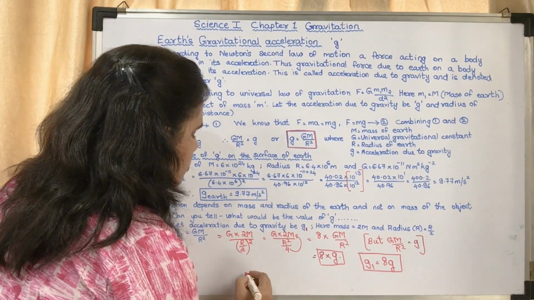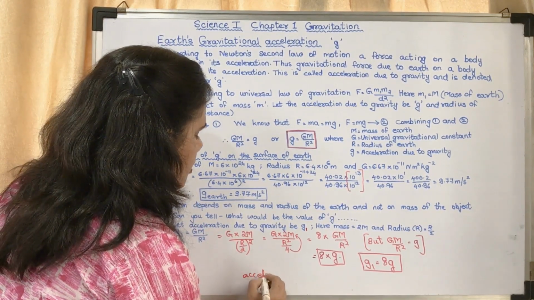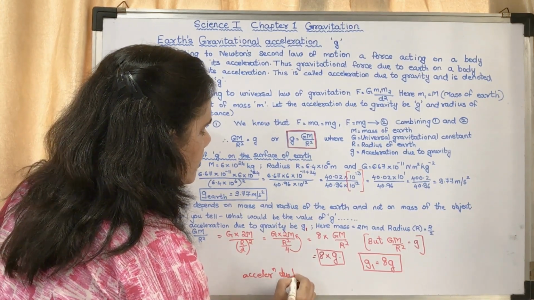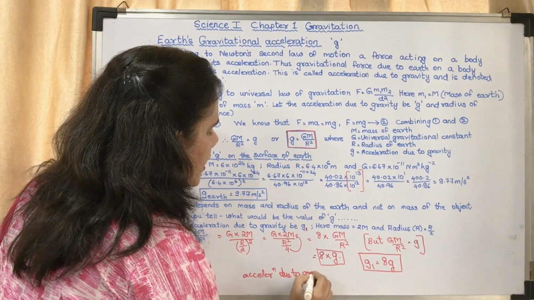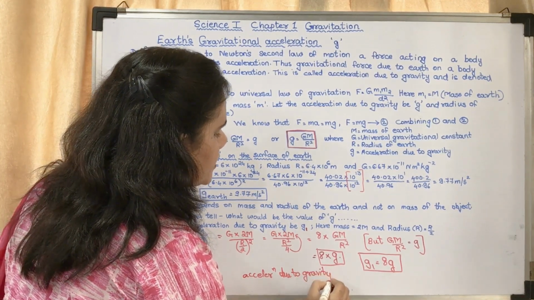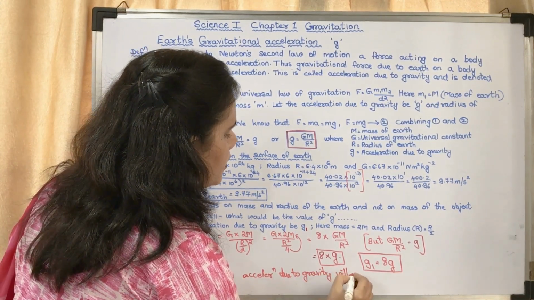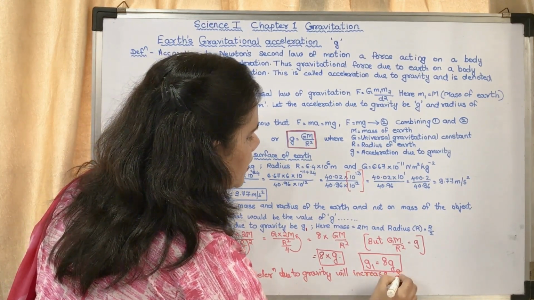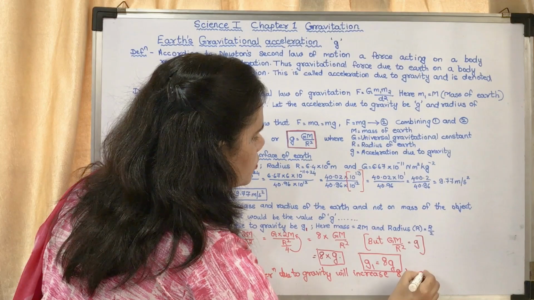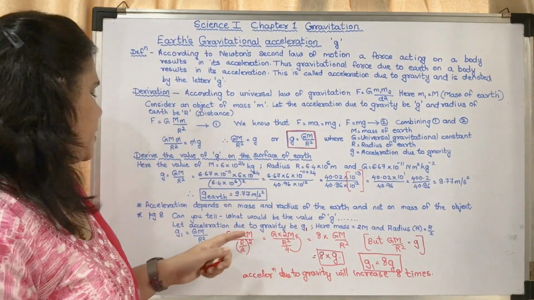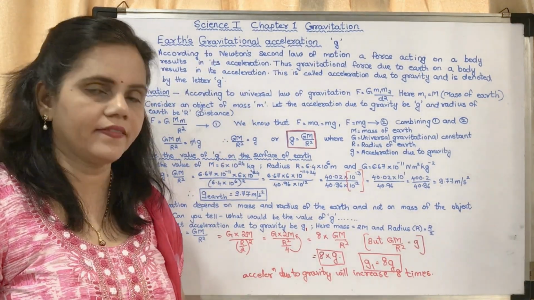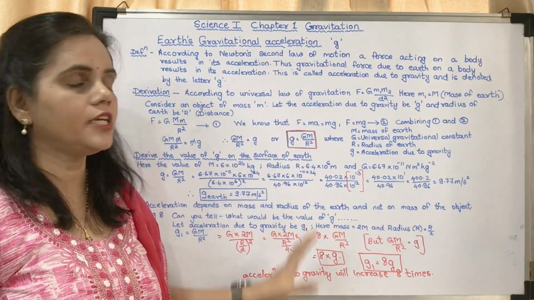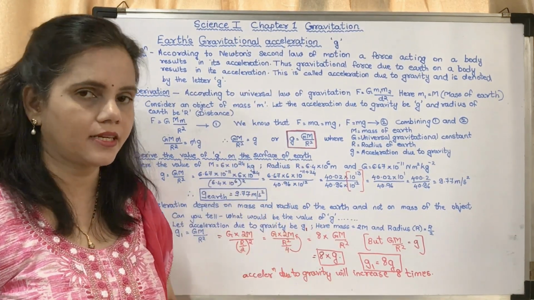Below you have to write: acceleration due to gravity will increase 8 times. This much you will have to write if you are having this question. This is a 2-mark question. You may copy this completely. You may write the questions separately and copy it.